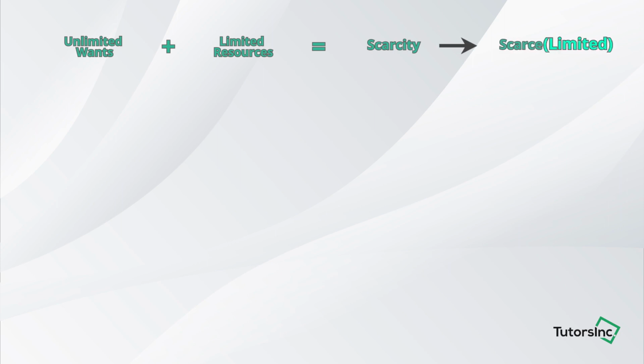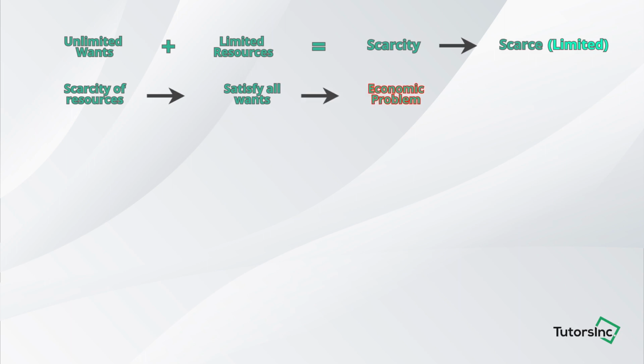To sum it up, unlimited wants and limited resources lead to scarcity. Now, scarcity is a crucial term in this chapter and for business studies overall. It comes from the word scarce, which means limited. Anyway, scarcity of resources to satisfy our unlimited wants is essentially what we mean by the economic problem.